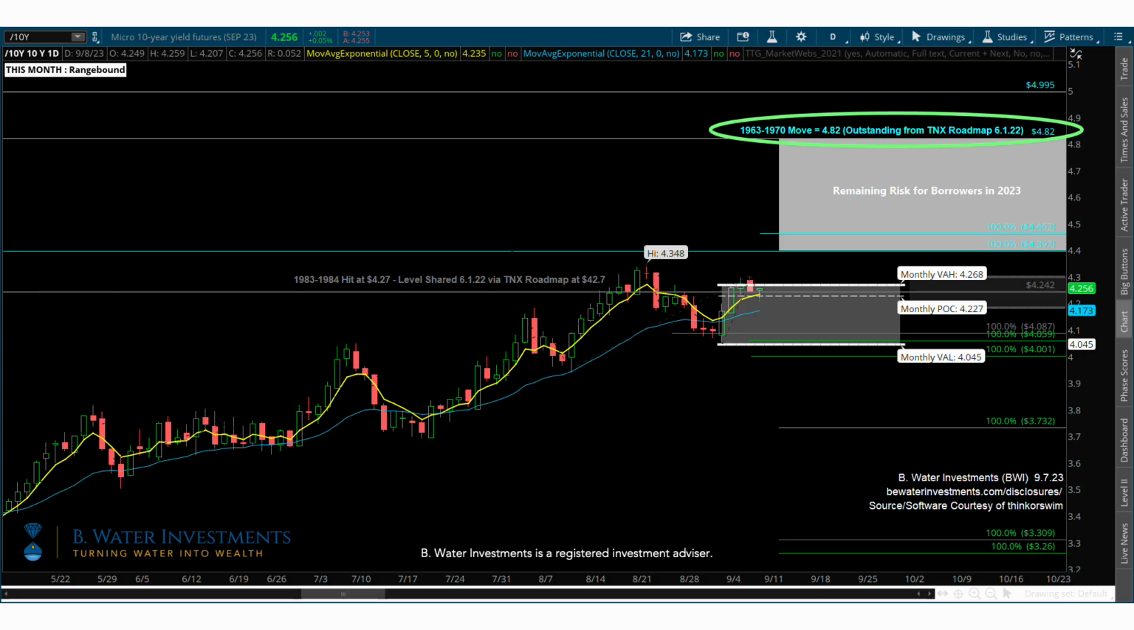So the proxy from TNX is this 10-year yield. And as you'll notice in the writing here, you'll see levels that coincide with the old chart, which is 1983 to 1984 at 4.27. Anyways, we've had these levels outstanding for a long time at Be Water Investments. This 10-year target is, in fact, in the remaining risk for borrowers in 2023 gray zone as we speak.